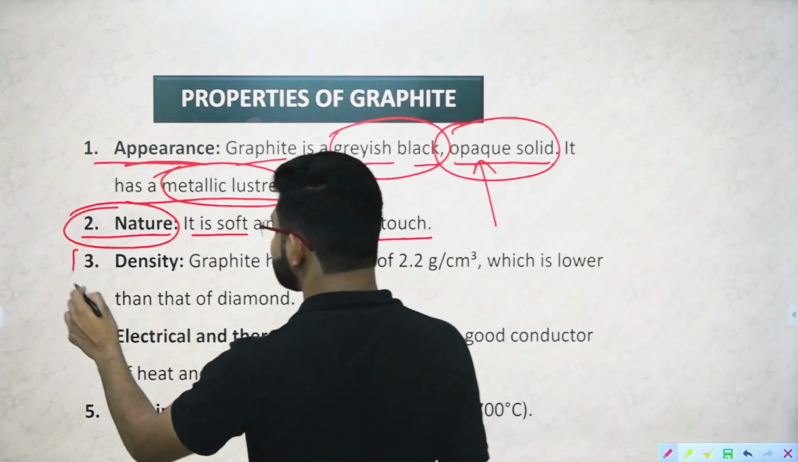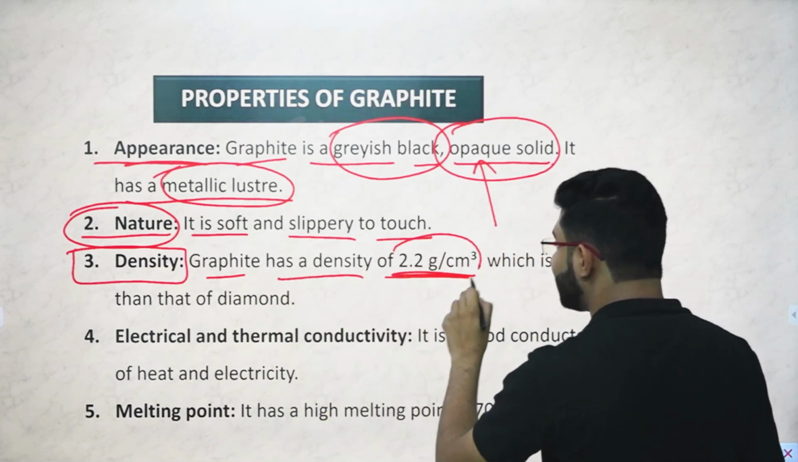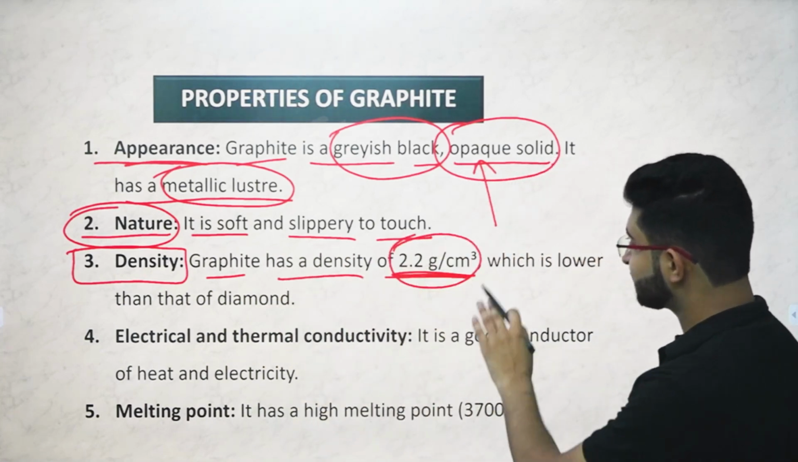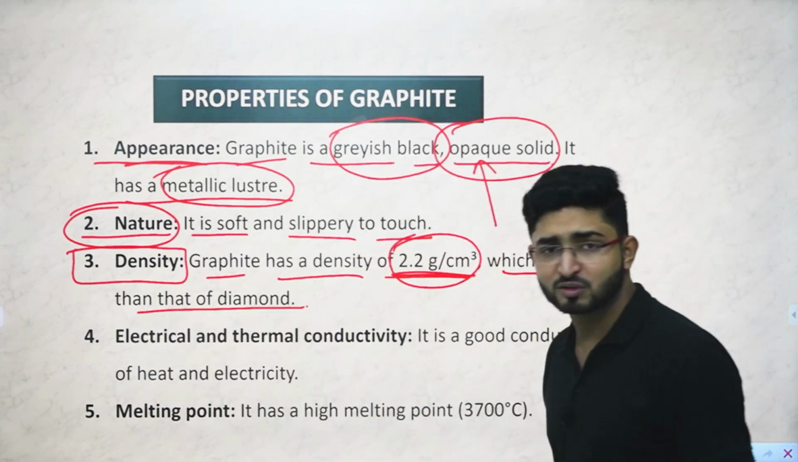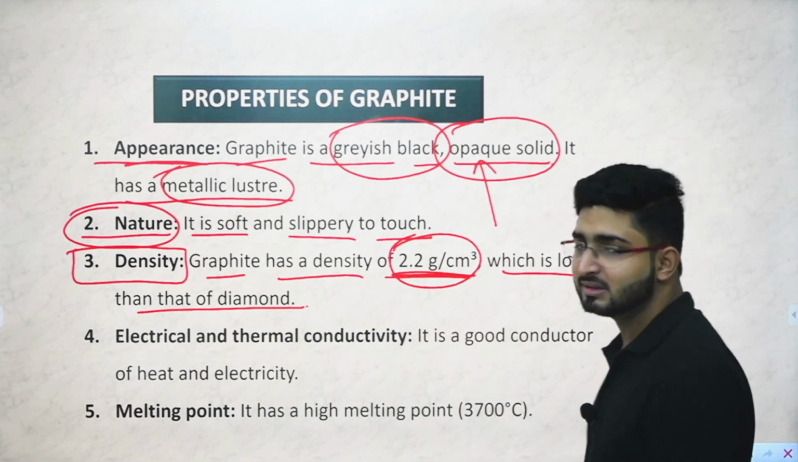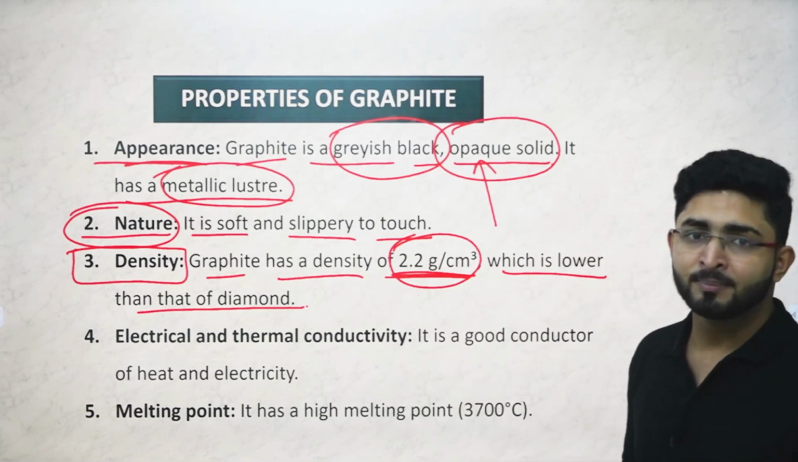The next one is the density of graphite. Graphite has a density of 2.2 gram per centimeter cube. This is lower than that of diamond, and we have also studied that diamond has more density than this. That's why graphite has a lower density than diamond.